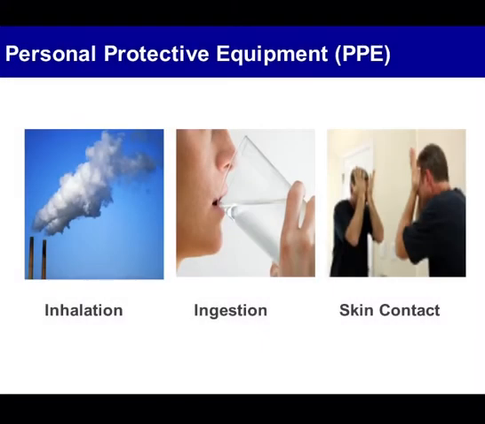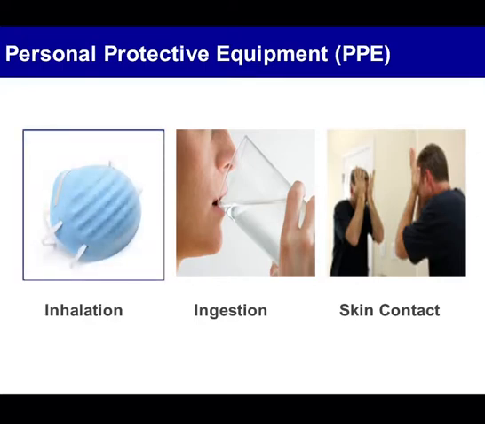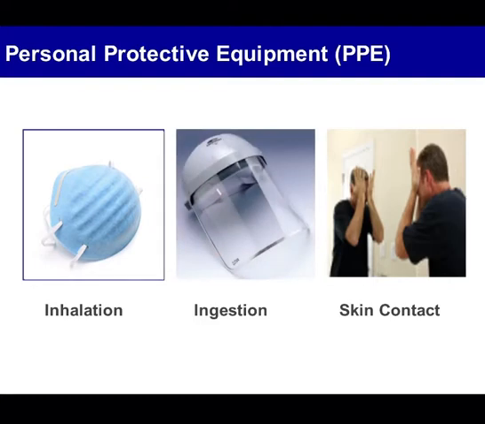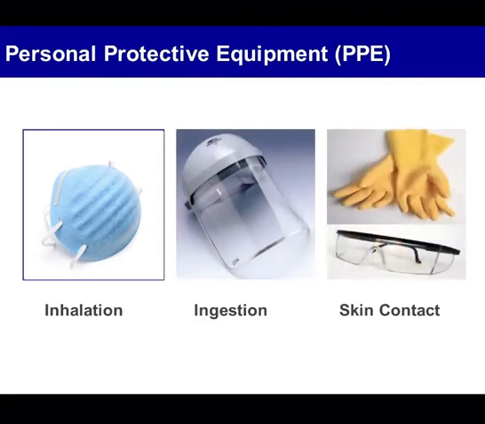Fortunately, there are ways to protect yourself from hazard chemicals. Personal protective equipment, PPE, provide a barrier to the routes of entry. Masks protect against inhalation. Shields protect against ingestion. Gloves and safety glasses protect against absorption through skin or eye contact.